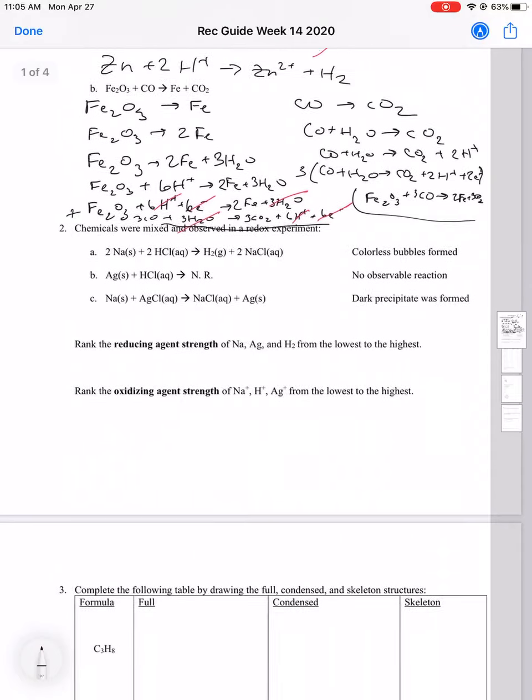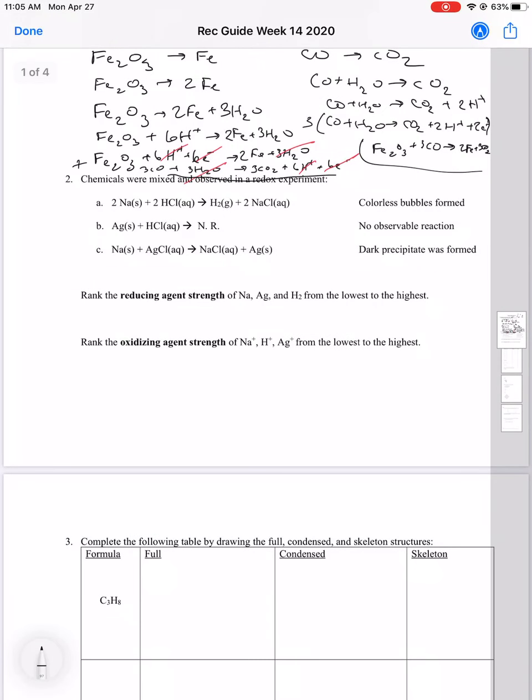Chemicals were mixed and observed in a redox reaction. We're ranking reducing and oxidizing strength of the different compounds. So first we'll want to identify which is a reducing agent and which is an oxidizing agent. So Na goes from a charge of 0 to +1, and HCl goes from a charge of +1 to 0. So remember, oxidation is lose, reduction is gain. That's how I remember it.